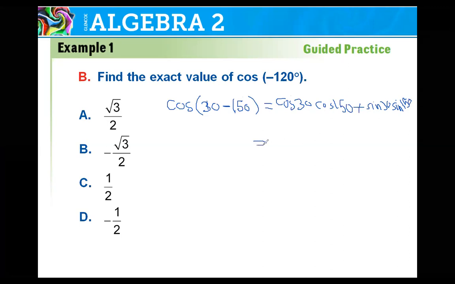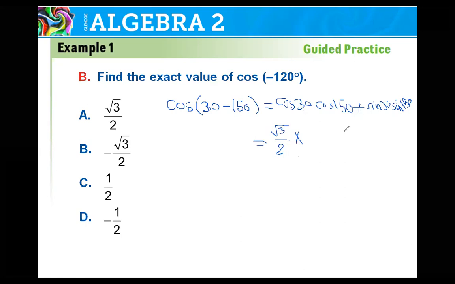Okay, cosine 30. I don't have a calculator with me. Okay, you must know them. They are famous. So root 3 over 2. Okay, this is cosine 30 multiplied by cosine 150.